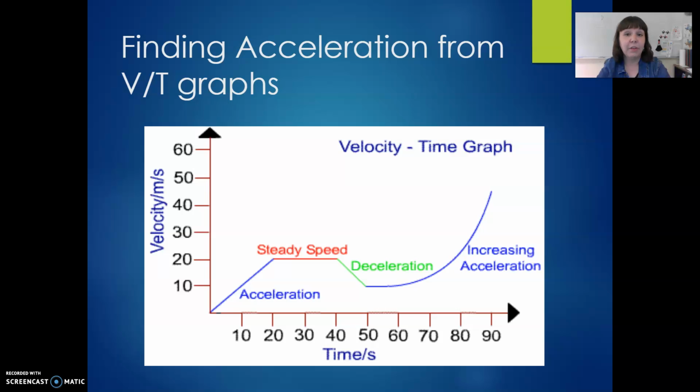We can find acceleration from velocity time graphs, just like we find velocity from position time graphs. We're looking for that slope. So here's another one. We've got acceleration in the blue line. We've got a steady speed, not stopped, just going the same speed on the red line. And then you see the green down there is deceleration. It's slowing down.